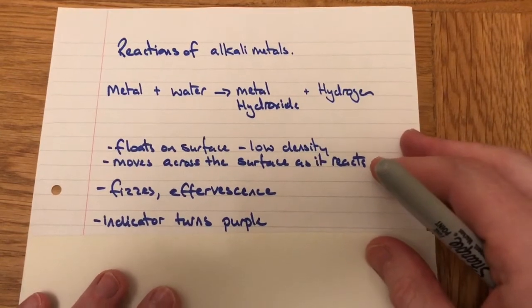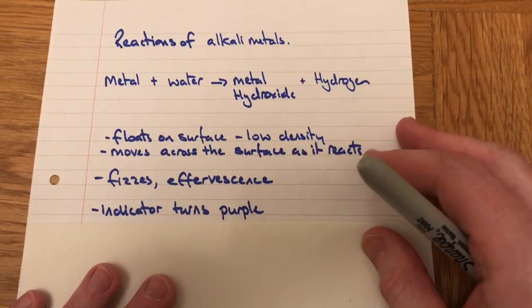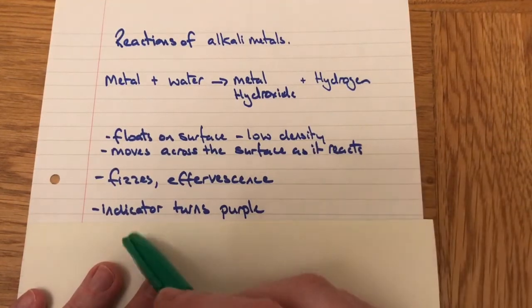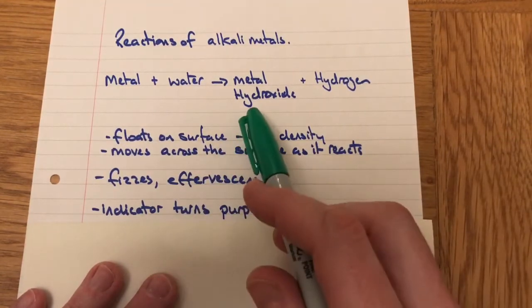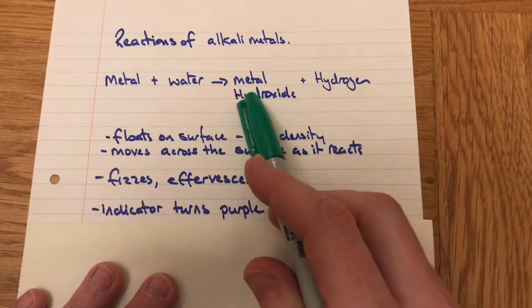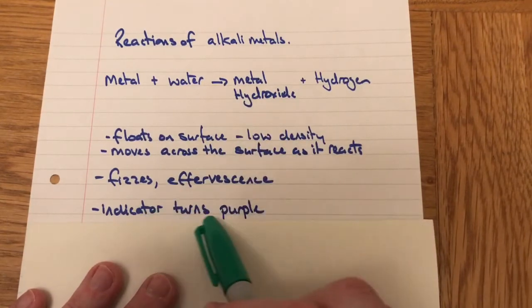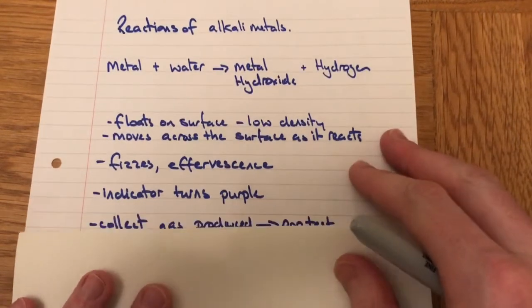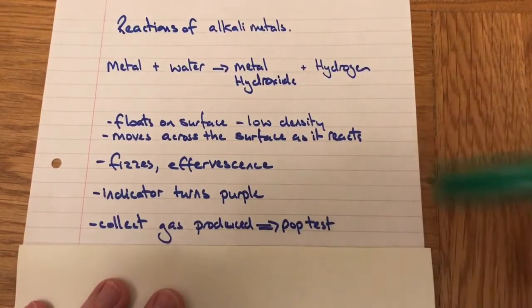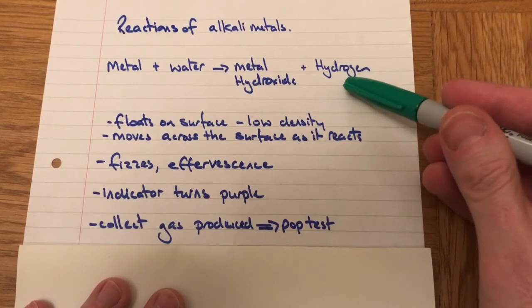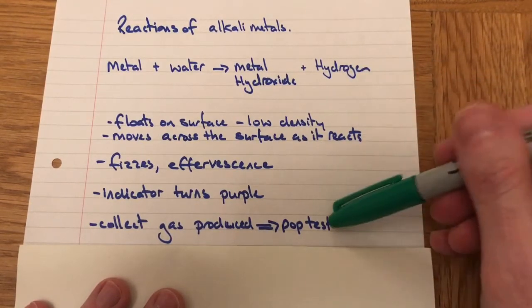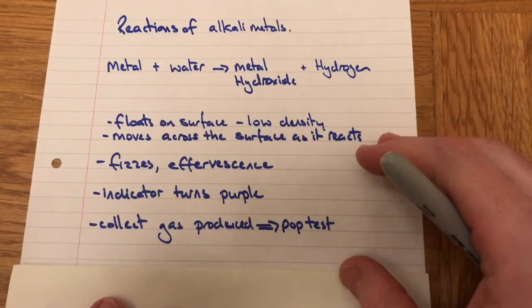We normally put indicator into the water that it's reacting in, and that indicator starts off green because water is neutral, but then during the course of reaction, as we start to make more of the metal hydroxide, because this is going to be an alkali, the indicator starts to turn purple to show that the alkali is being produced. The gas, so the hydrogen here, we can collect it, and we can carry out the pop test, so a lighted splint goes into the gas and it burns with a squeaky pop to show that the gas is hydrogen.